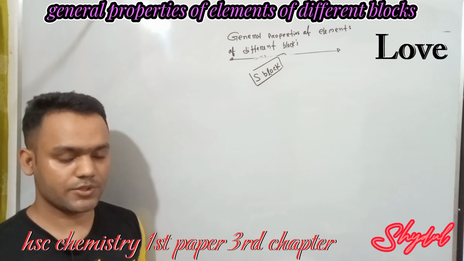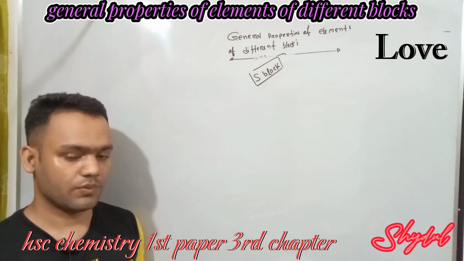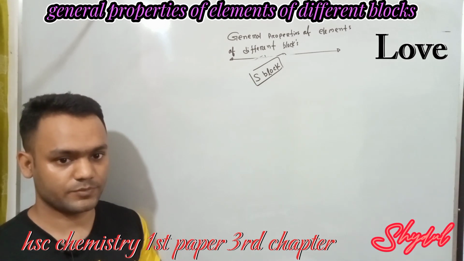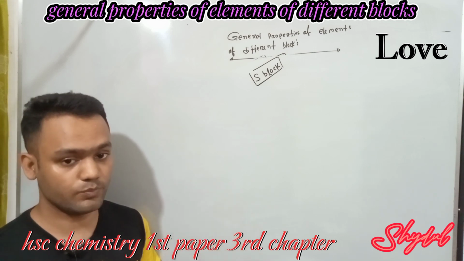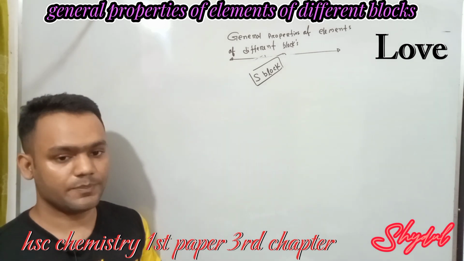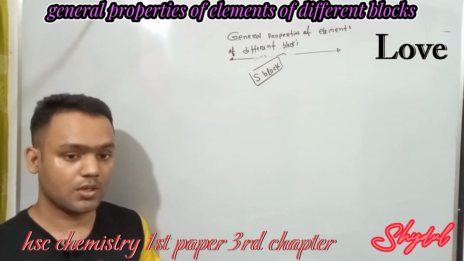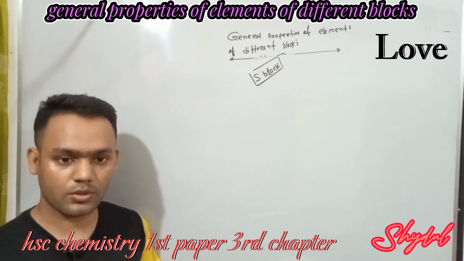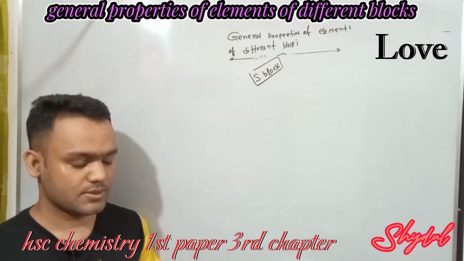The topic of our discussion today is ACC chemistry, first paper, chapter number 3. The first topic is the general properties of elements of different blocks. We know that the periodic table has 4 blocks: S block, P block, D block, and F block.